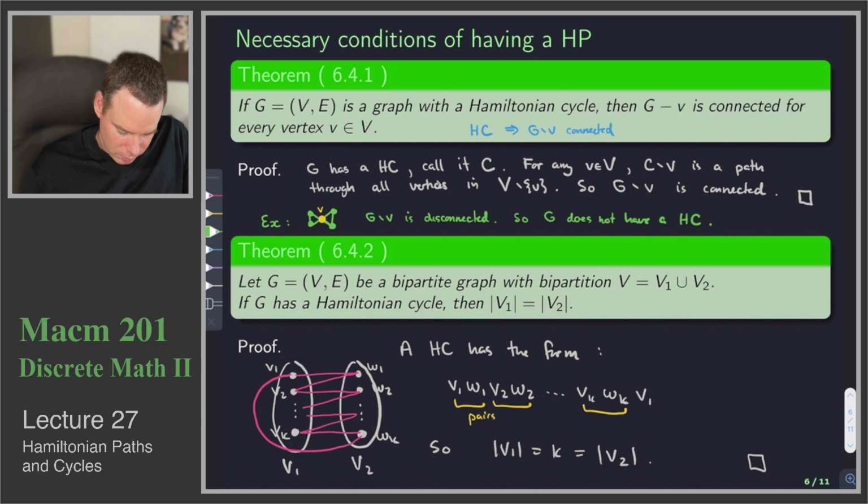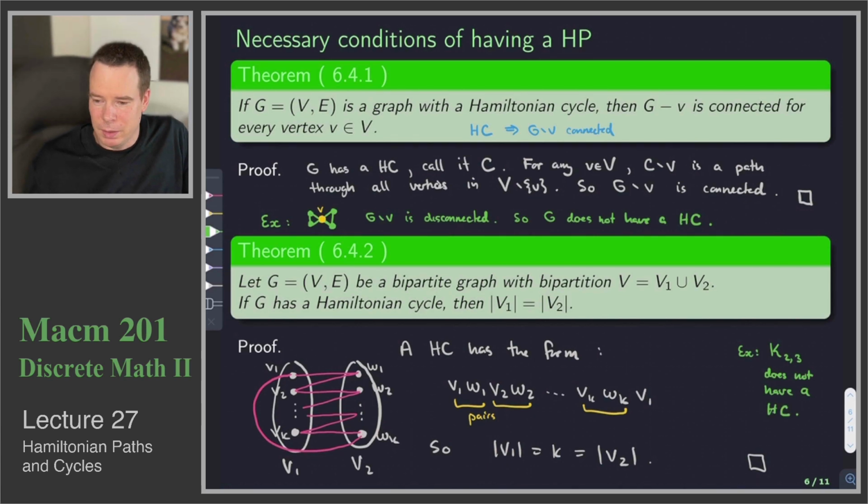So how could we use this theorem? Well, as an example, K2,3, the complete bipartite graph with two vertices on one side and three on the other, does not have a Hamilton cycle. That's because if it did have a Hamilton cycle, then the two sizes of the vertex set would have to be the same, but in this case they aren't. One's of size 2 and one's of size 3. So that's again how we can use this result.